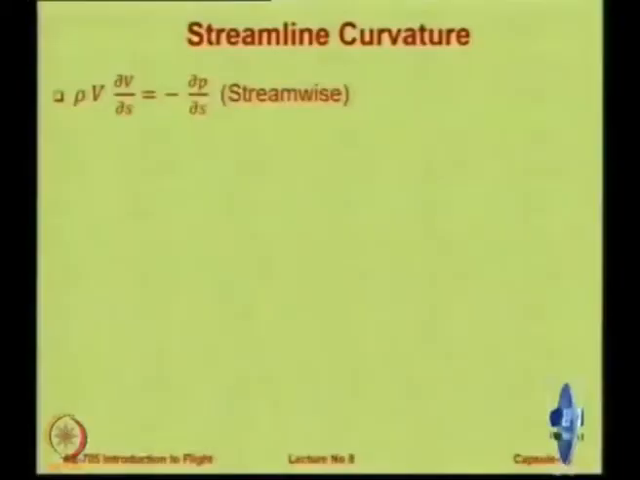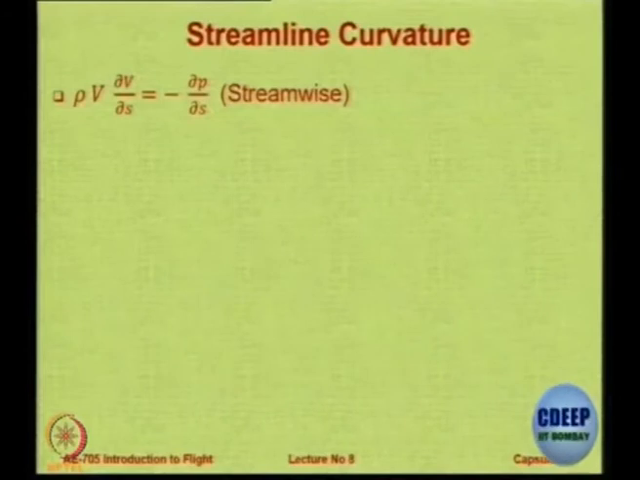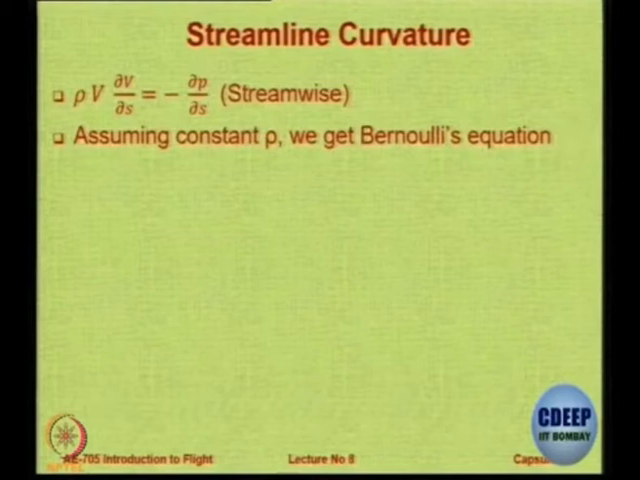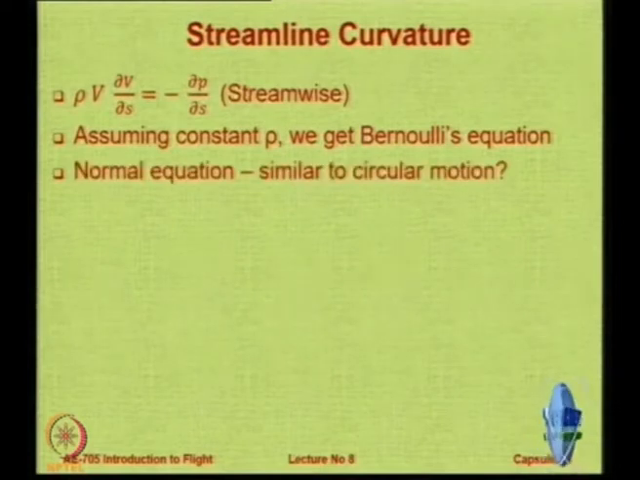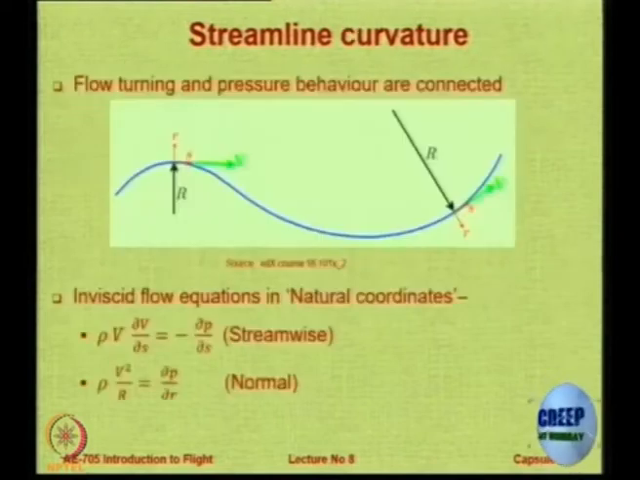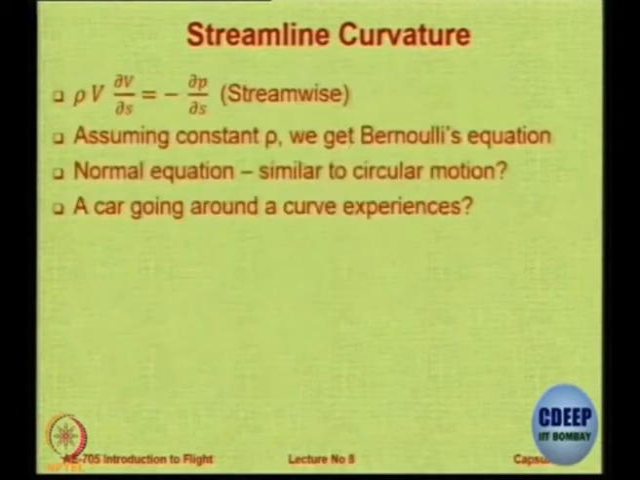So, I am once again reproducing the equation rho V ∂V/∂S is equal to minus ∂P/∂S along the streamwise direction. Notice that if I assume rho is constant, we get Bernoulli's equation. So, this is nothing but Bernoulli's equation in the incompressible domain. Now, the normal equation which I showed you, this is similar to circular motion. Whenever a body goes along a curvature, it undergoes those forces.